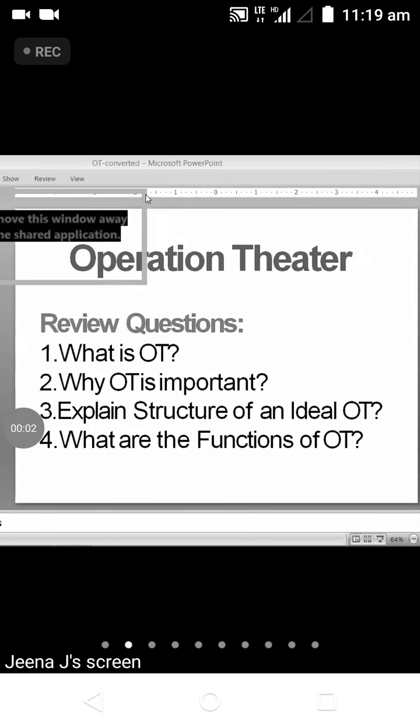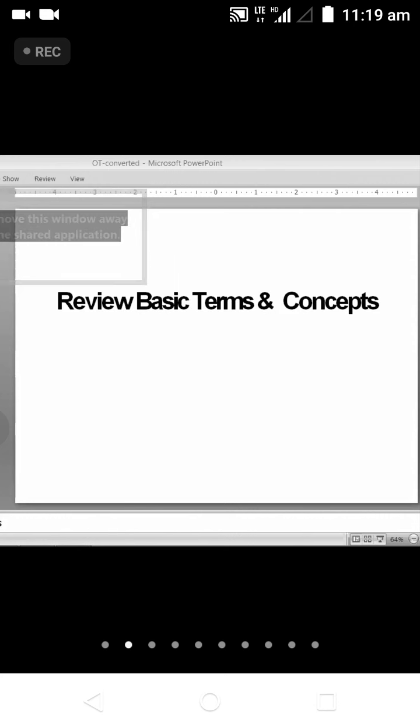Regarding the operation theatre, we will be discussing what an OT is, the importance of an OT, the structure of an ideal OT, the plan for preparing an OT, and also the functions of an OT. Okay. So before going into the OT or operation theatre, we will see some of the basic terms as well as concepts. Okay.